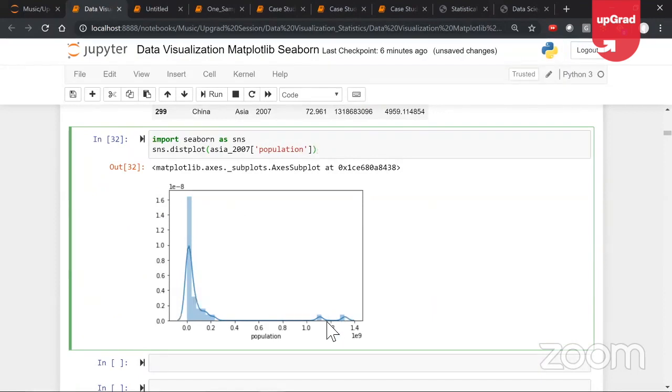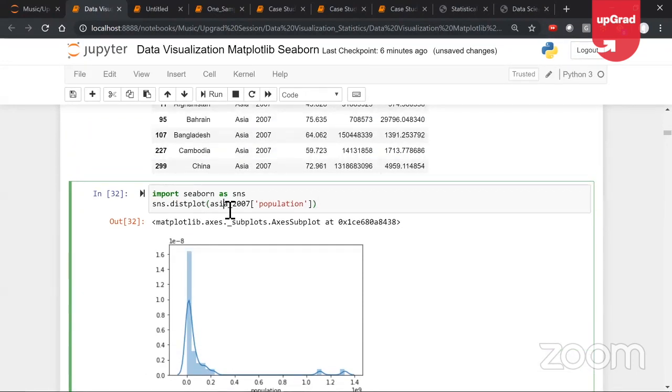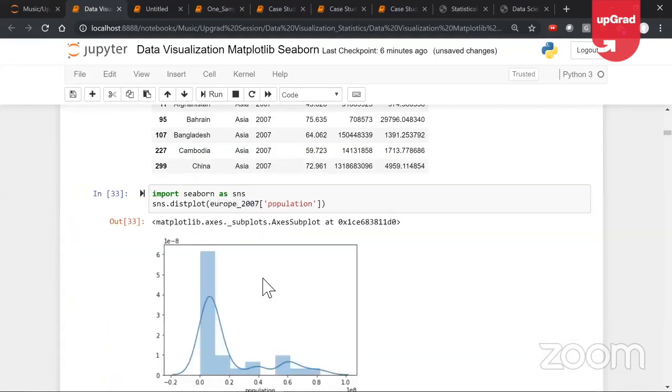And we already know what those two countries are, right? It is India and China. Extremely right skewed distribution, Asia, right? Comparatively, for Europe, Europe is not as right skewed. I mean, obviously it's right skewed. There are a few countries that are extremely highly populated, but it's not so highly right skewed.